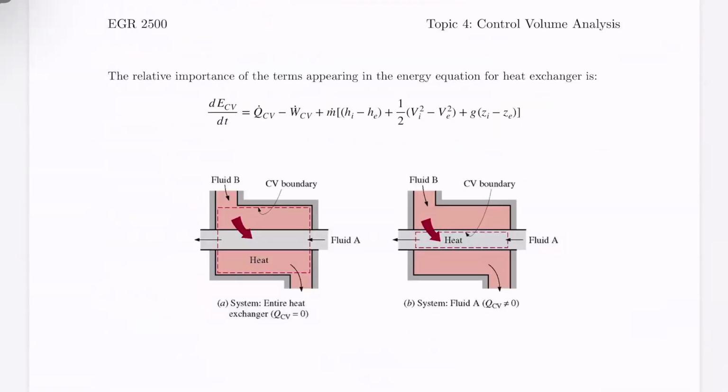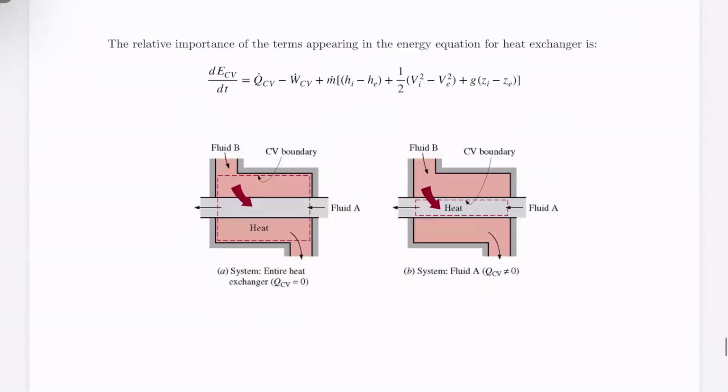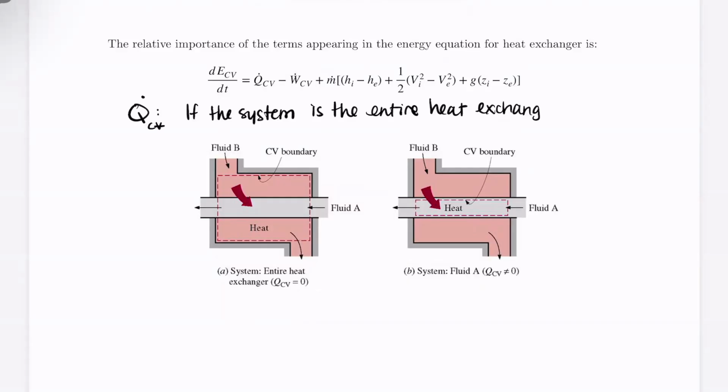Okay, so let's talk for heat exchangers about the relative importance of the terms that are in our energy equation. So we have the following. So for Q dot, it will depend on what we're considering. So if the system is the entire heat exchanger, then Q dot for our control volume is roughly 0. So we're going to assume that our heat exchanger unit isn't exchanging heat with our surroundings very well. We're basically making an assumption that it's well insulated. So that is this circumstance.